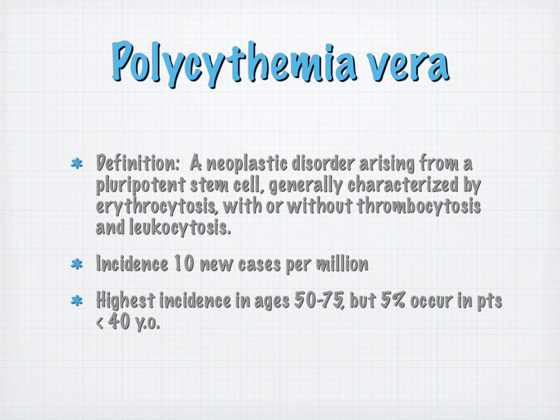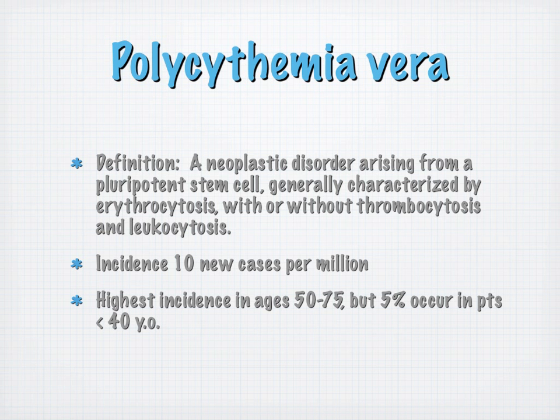So the definition of polycythemia vera, or primary clonal polycythemia, is a neoplastic disorder arising from the pluripotent stem cell, which you all should remember from multiple times we've discussed the pluripotent stem cell. And this is generally characterized by erythrocytosis with or without thrombocytosis and leukocytosis. So you can have an absolute increase in your erythrocytes without an increase in your thrombocytes or your leukocytes.